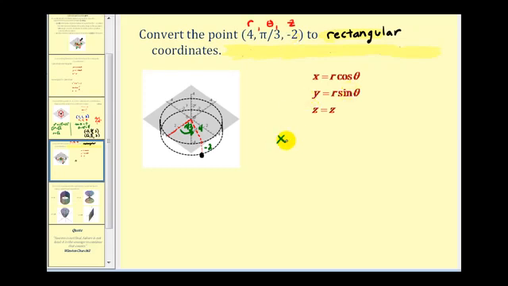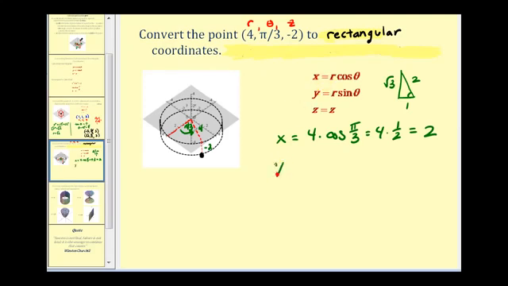So the x coordinate is going to be equal to r times cosine theta. Well, that'll be 4 times the cosine of pi over 3 radians. Just to refresh our memory, that would be a 60-degree angle. So using the 30, 60, 90 right triangle, here's our 60-degree angle. The cosine of 60 degrees, or pi over 3 radians, would be 1/2. So we have 4 times 1/2, which would give us 2 for the x coordinate.